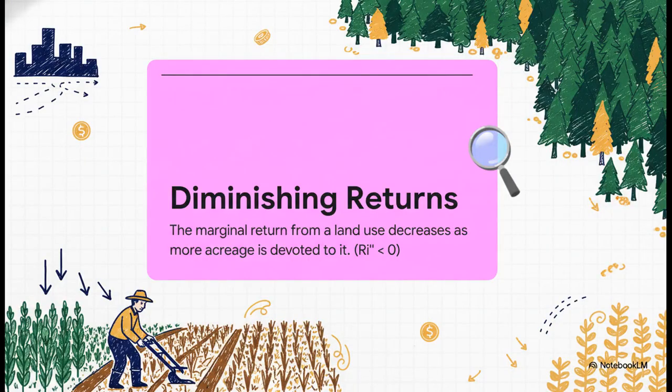The first layer is a total classic in economics: diminishing returns. Think of it like this. It's kind of like eating pizza. That first slice is amazing, right? But by the time you get to the 10th slice, not so much. The same thing happens with land. That first acre you farm is your most profitable, but as you expand, each new acre you add gets a little less profitable than the last.